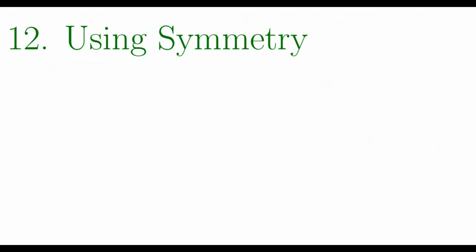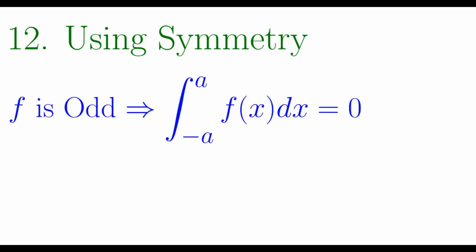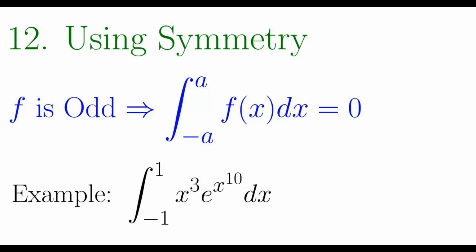Number 12, using symmetry. This method is applied for definite integrals. If you are evaluating a definite integral of the form integral from negative a to a of f of x dx, as long as your function is odd, that integral would be 0. And here is an example.